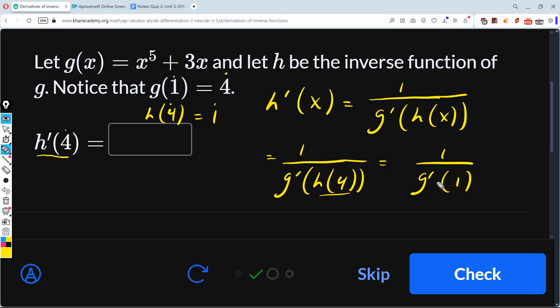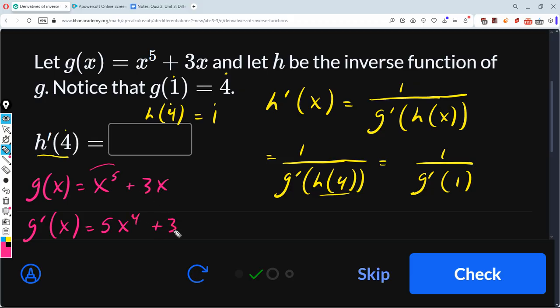All right, so now we just need to find g prime of 1. How do we do that? Well, we have the g function right here. It says g of x equals x to the 5th plus 3x. If we take the derivative of that, power rule on x to the 5th, move the 5 out front. That's 5x to the 4th. And the derivative of 3x is just 3.